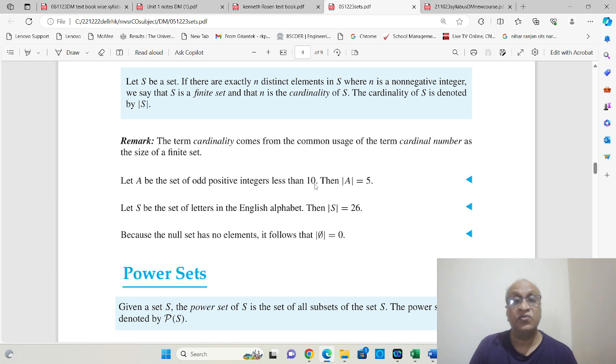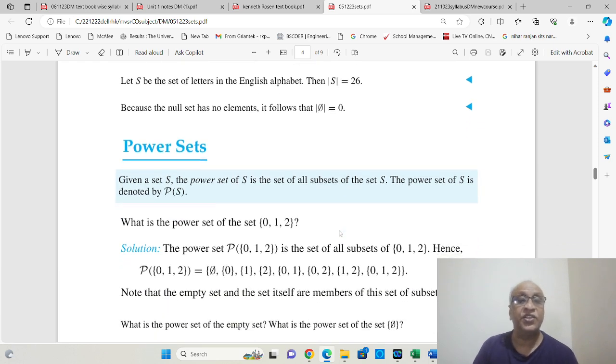So what are the odd positive integers? 1, 3, 5, 7, 9. So a total of 5 elements are there in this set A, so the cardinality of A is 5. Let S be the set of letters of the English alphabet. So the cardinality of S is 26. The null set or the empty set has no elements, so the size of the empty set is 0.